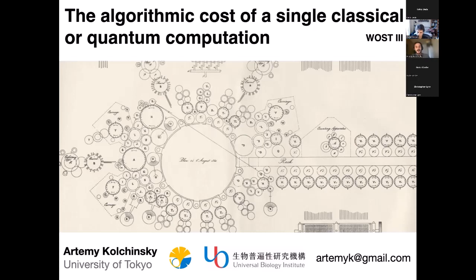And so today I'll be talking about the algorithmic cost of a single classical or quantum computation. David set me up perfectly because I'll be working in an inclusive Hamiltonian formalism. And the arXiv preprint for this will appear shortly, I hope in the next week or two. But please, if you have questions or you want the preprint when it's ready, just email me. My email is right there.